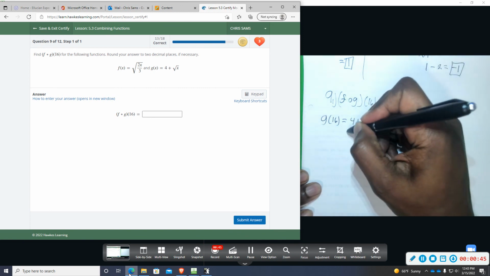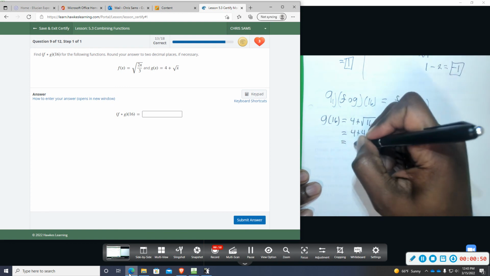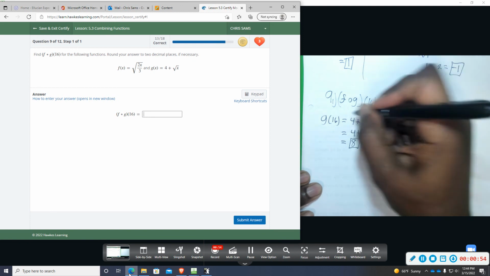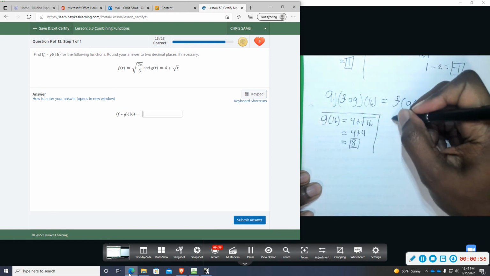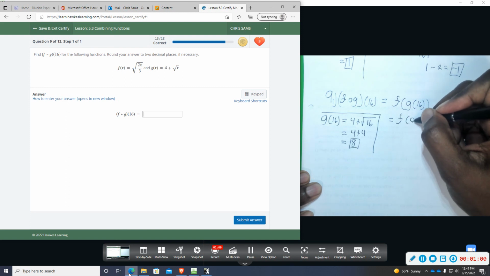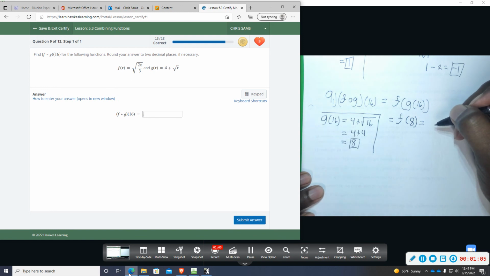Square root of 16 is 4, so we get 4 plus 4, and that is equal to 8. All right, so we got 8. So from here, we're going to plug that in, so f of 8 now. So what we're going to be solving for, f of 8, we have big square root, and we have 2 times 8 under the square root divided by 3.